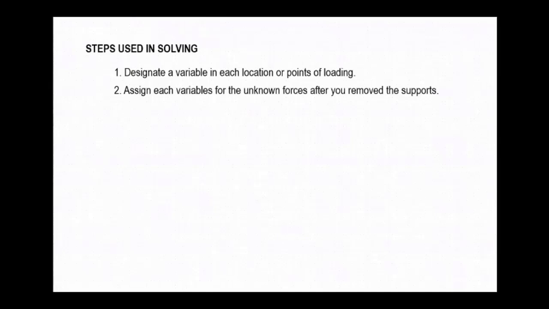Next is to use the three equilibrium equations to solve the unknown forces. These three equilibrium equations, also known as static equations, are: summation of moment at any point equals 0, summation of horizontal forces equals 0, and summation of vertical forces equals 0. So all these should be equal to 0 to attain equilibrium.